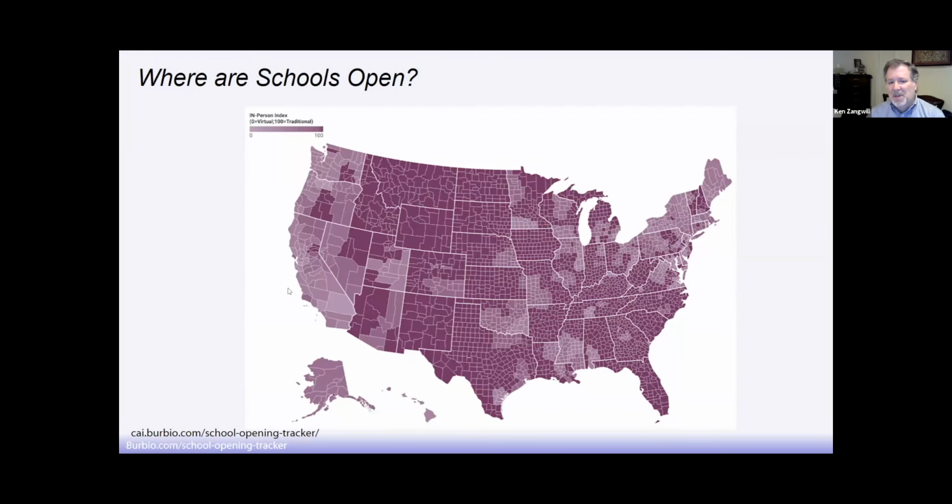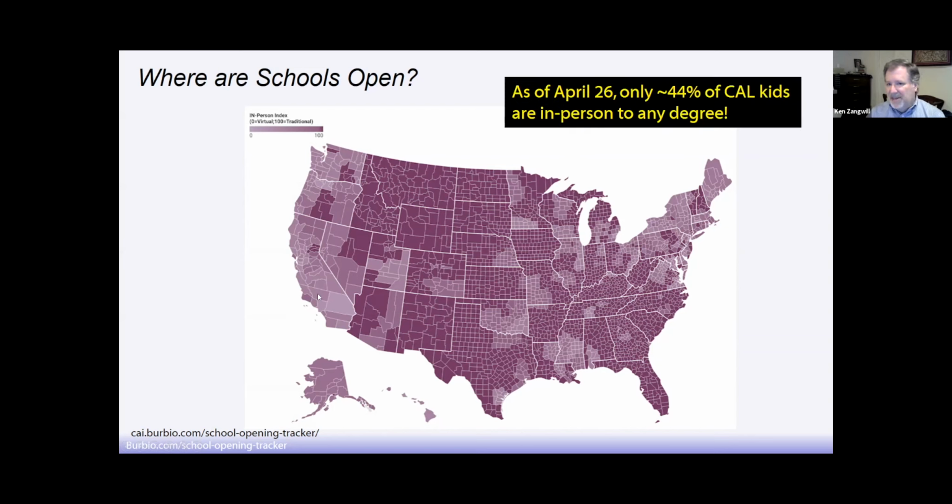So where are schools open? California is just, we're last in the country. This is from Burbio. It's a great site. They track this all the time. In the in-person index, the lighter you are, the fewer children you have in person in school. And we just are not where we need to be. In fact, as of yesterday, less than half of California children were in school to any degree, even a day or two hybrid. It's just a disappointment.